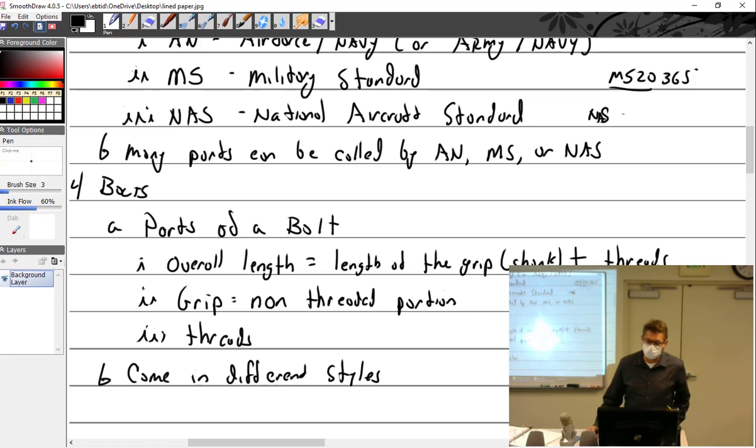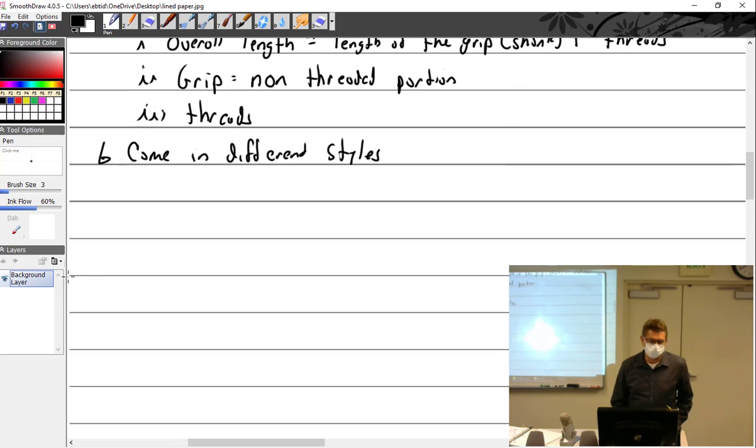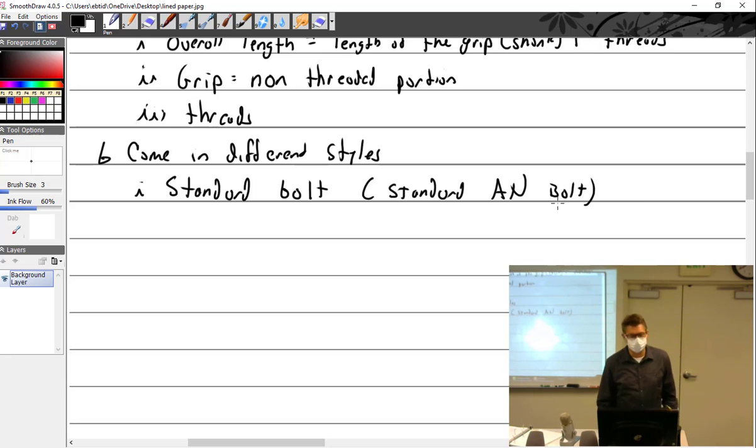So there's many different styles of aircraft bolts. So let's talk about the standard bolt, for lack of a better term. Or we can call it the standard AN bolt. One of the nice things about AN bolts, they're still AN bolts. There is no MS number. There is no NAS. They're just AN bolts. They run from an AN3 all the way up to an AN20.